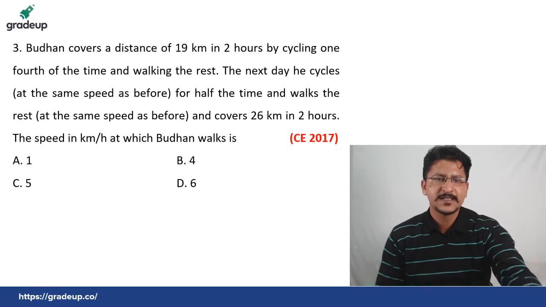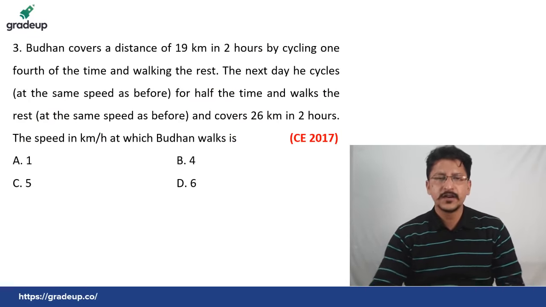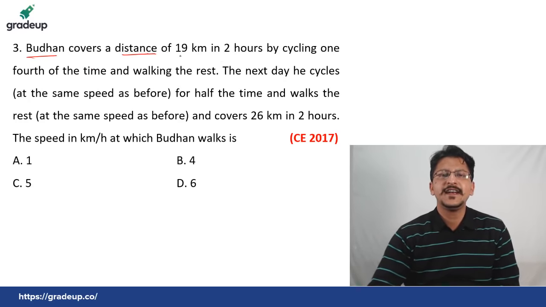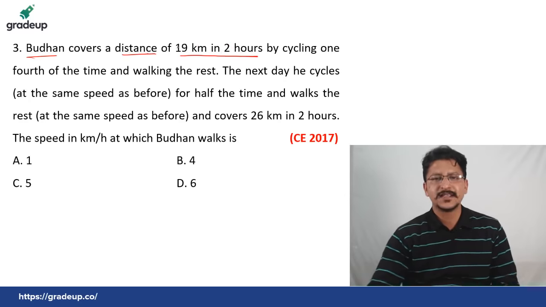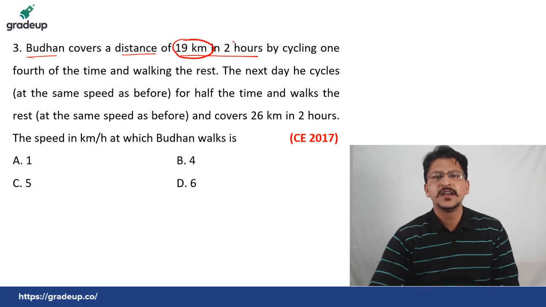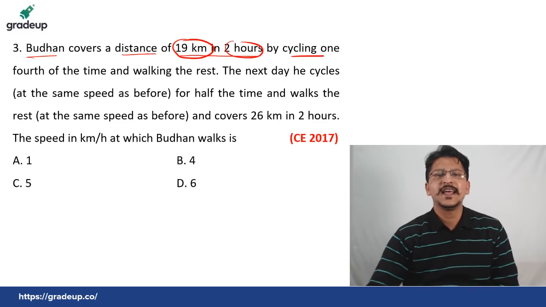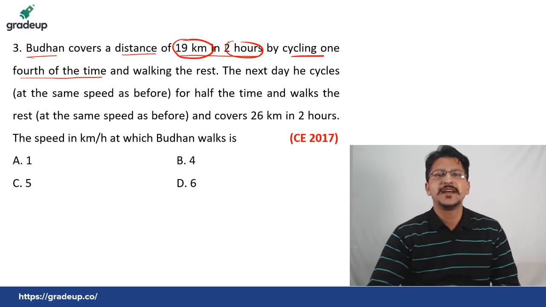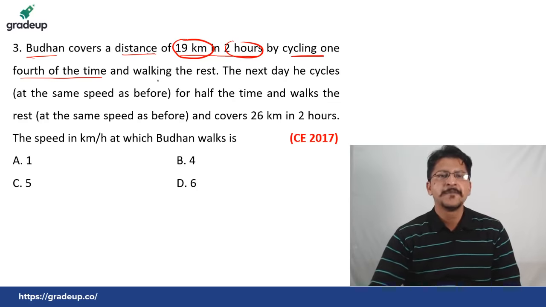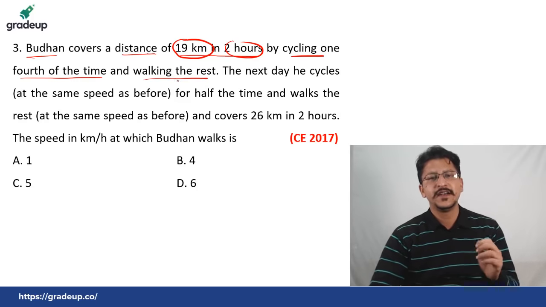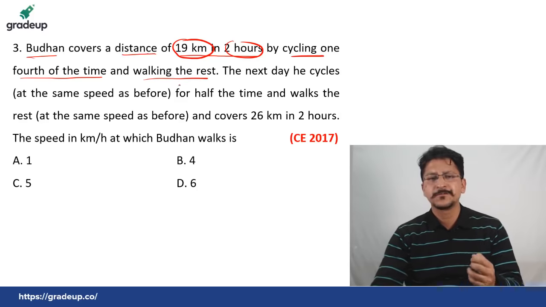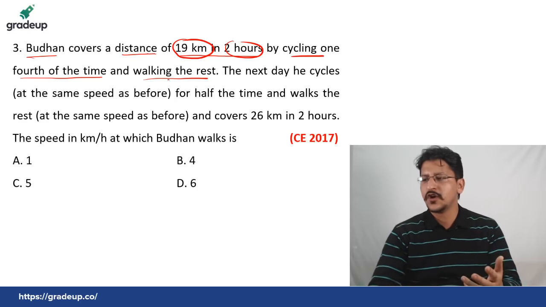Okay, it says that Budhan covers a distance of 19 kilometers in 2 hours. That is the total distance he covers in 2 hours, by cycling for 1/4 of the time. He cycles for 1/4 of the time, that means half an hour, and walks the rest. That means he walks 1.5 hours.